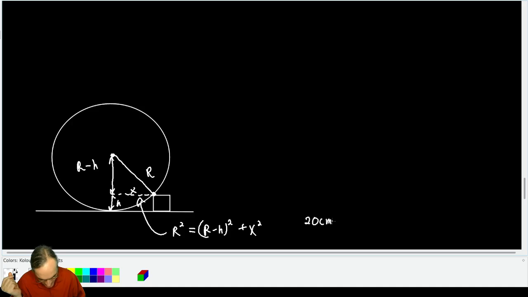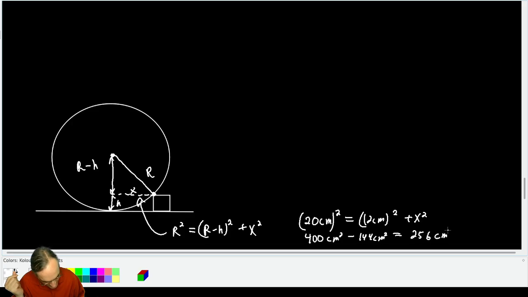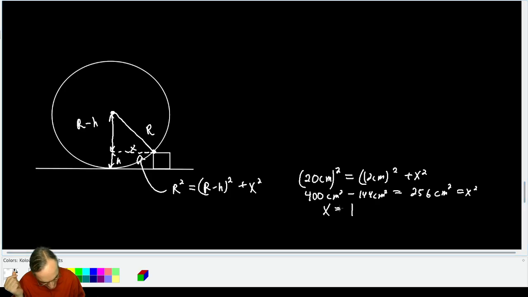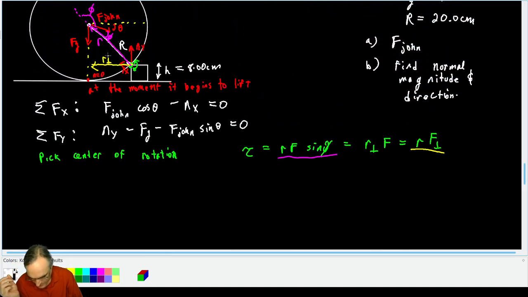We've got 20 centimeters squared equal to 20 minus 8, which is 12 centimeters squared, plus x squared. Rearrange that. We have 400 centimeters squared minus 144 centimeters squared, which turns out to be 256 centimeters squared. So that means x is 16 centimeters. So we'll label this R perpendicular is x, and we now know what that is.